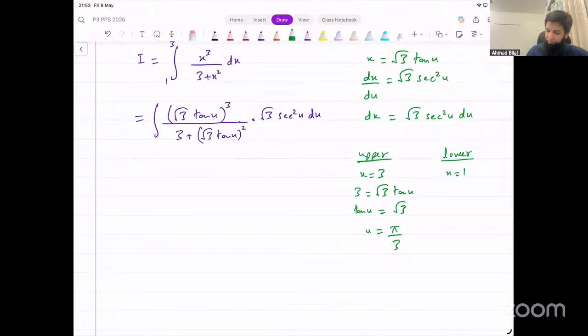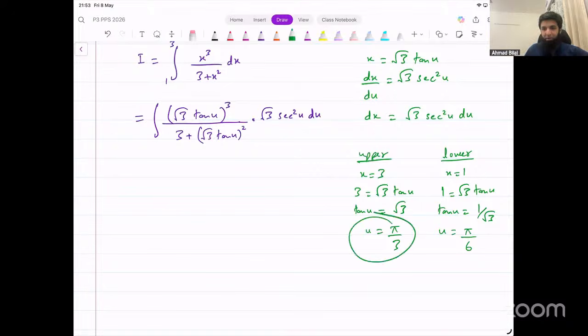Please confirm this. 1 equals √3 tan u, so tan u is equal to 1 over √3. That's the same thing as √3 over 3. And this, I think, is pi over 6. Please confirm both of these. One is pi over 3 and the other is pi over 6, right? These are the values of u that we're getting. Now, the upper limit is still the bigger number and the lower limit is still the smaller number. So we can input them here now. The smaller number is pi over 6 and the bigger number is pi over 3. These are the limits that we're getting.